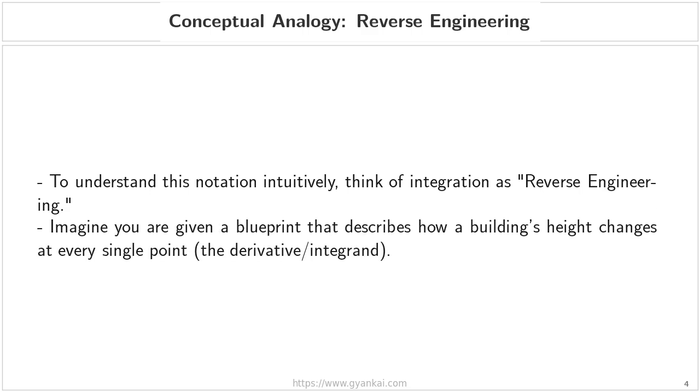Next, it says, imagine you are given a blueprint that describes how a building's height changes at every single point, that is, the derivative or the integrand. Think of a blueprint not as showing the building itself, but as a graph showing how the height of the building changes as you move along its base. This graph is the derivative, or what we call the integrand, the function we're integrating. It tells us the rate of change of the building's height.